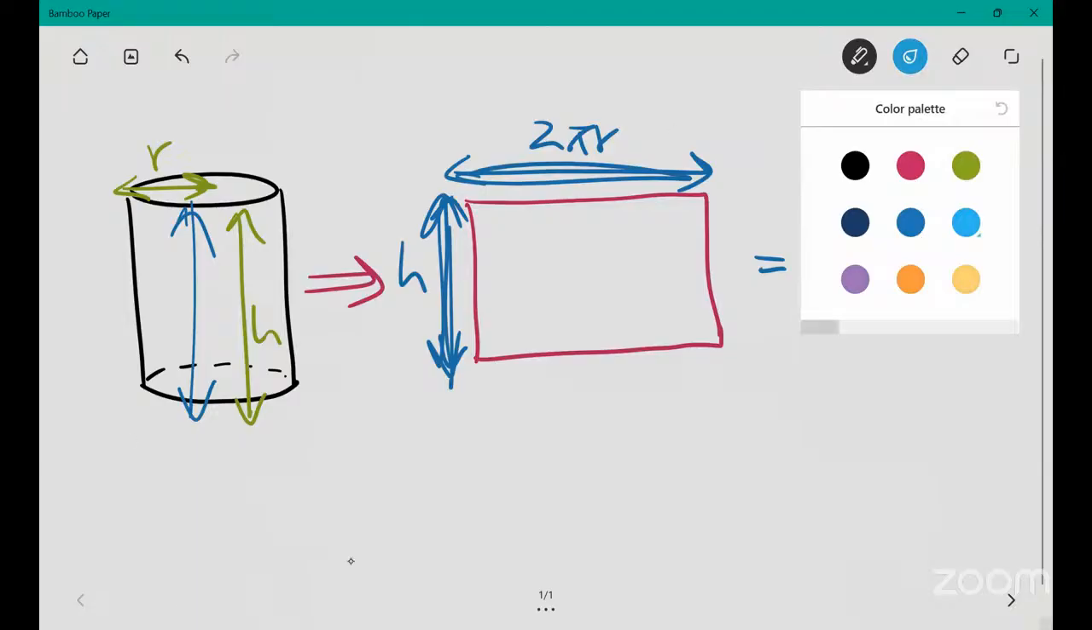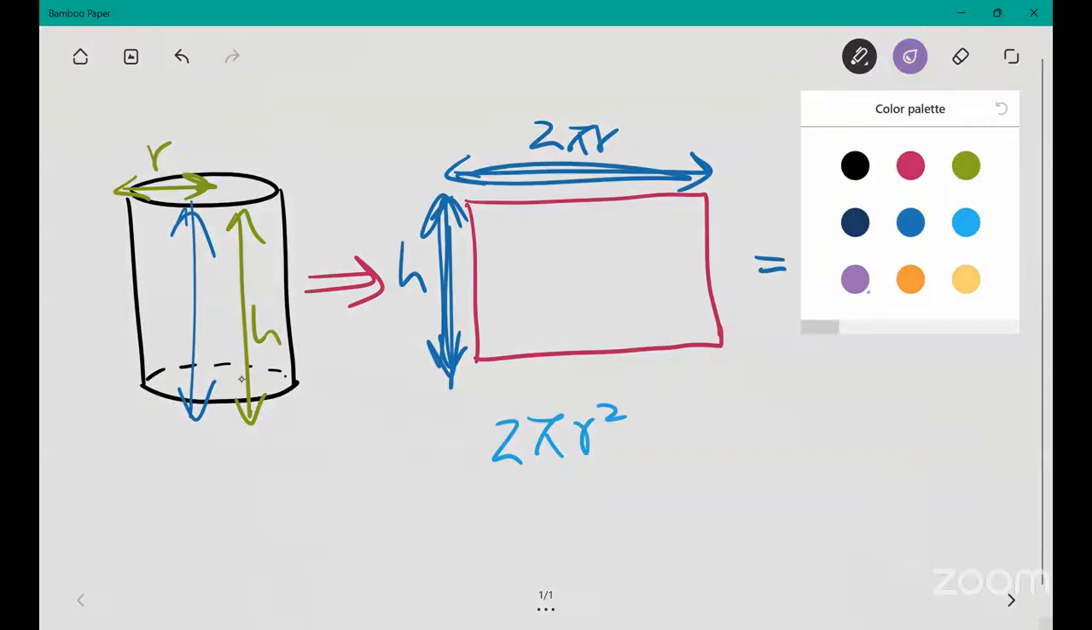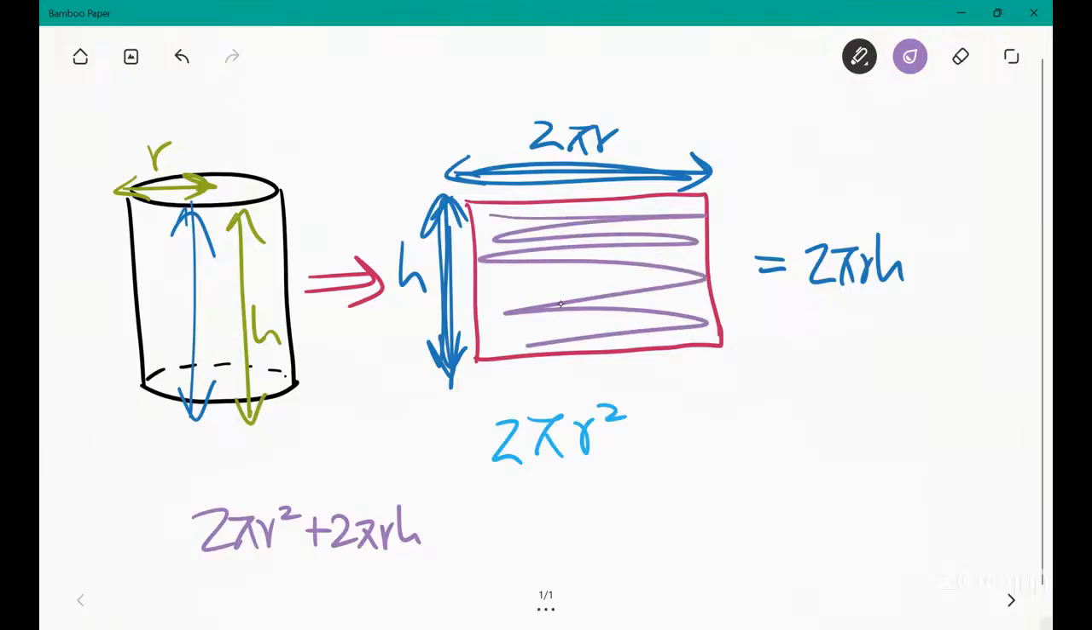And so now the circle part, you have two circles, one on the top and one on the bottom. So area of a circle is pi r squared. Since you have two circles, it's going to be 2 pi r squared. So the total area of this entire cylinder is going to be 2 pi r squared plus 2 pi r h. So I broke this figure into two parts, into the circles and into the curved surface area. Curved surface area refers to this portion here.